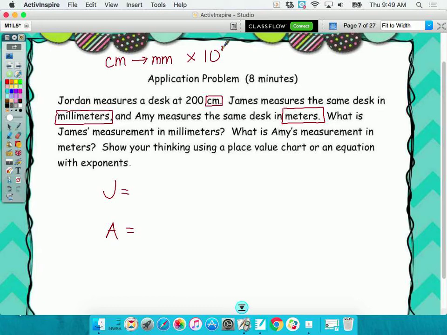Now all we have to do is make an equation. So what number did we start with, Blair? Have you written any of this? I'm recording. What number do I start with? Hannah. 200 centimeters times 10 to the first power equals, Channing, what's 200 times 10? 2000. And what's my label? Millimeters. Millimeters, awesome.